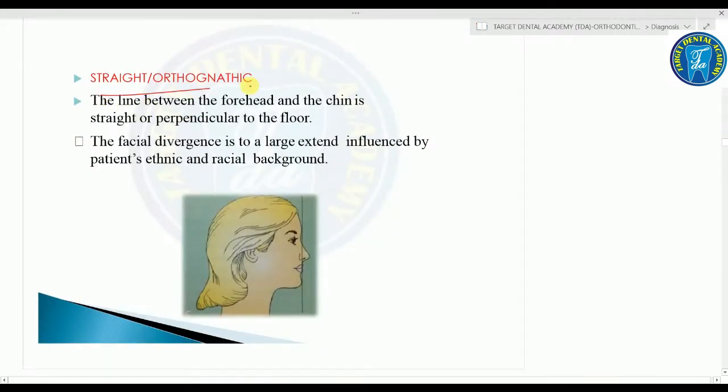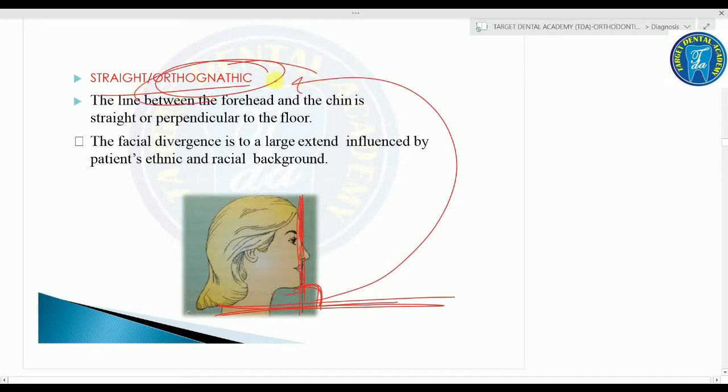Next is the straight or the orthognathic profile. When you draw a line straight away from the forehead to the chin, if the line between the forehead and the chin is straight or perpendicular to the floor, this is the floor, and this straight line is perpendicular to the floor, then you can say the patient has an orthognathic or straight divergence.